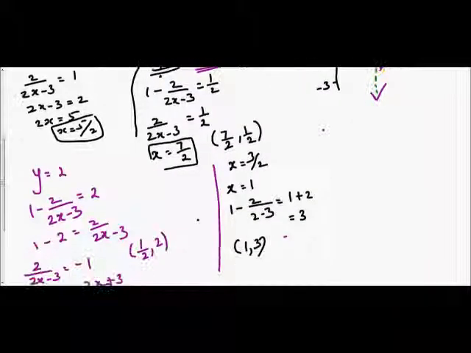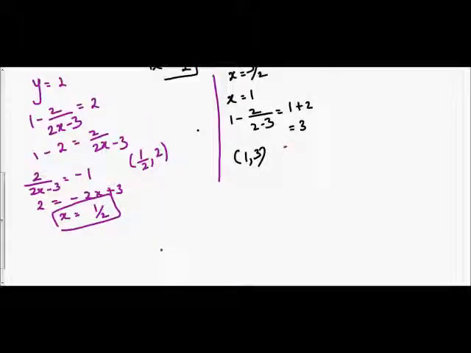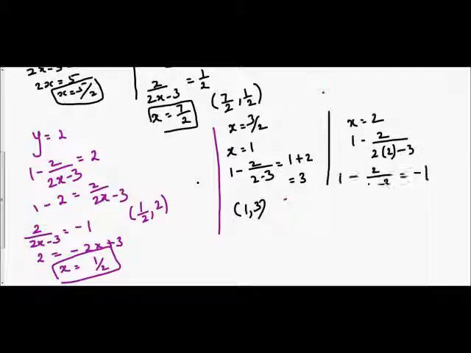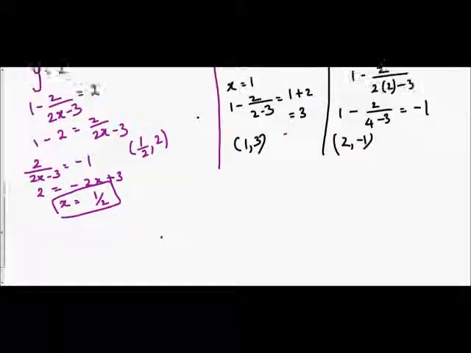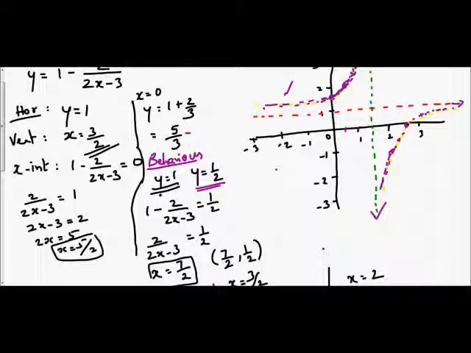And then the next one, maybe we can take x is equal to 2. So when you take x is equal to 2, you can see that the value of y would be negative 1. So it's 2 comma negative 1, which should be somewhere here. 2 and negative 1 should be here, and we already have the curve through that point.